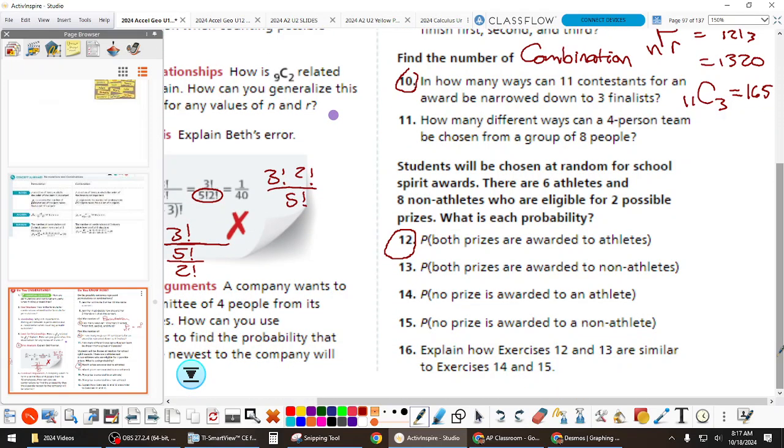A kind of basic combinatoric problem, or probability. 6 athletes and 8 non-athletes, trying to get 2 possible prizes. What's the probability that both prizes are awarded to athletes? So, because it's probability now, we've got to do the number of interest over total number. How do we find the total? Remember I said to start with the total number of ways? So what's the idea here? The total amount of people that can get it, so it'd be 14.